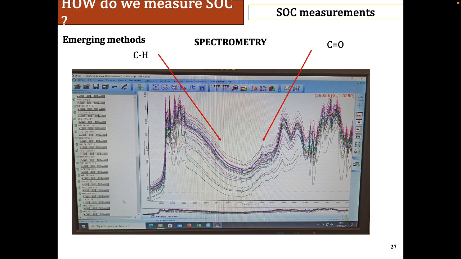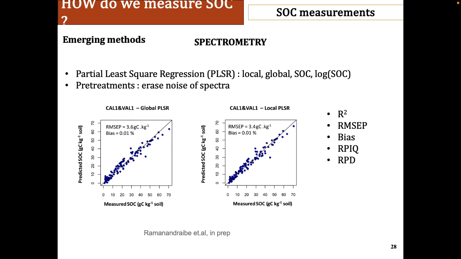After doing that spectral analysis, we have done the modelization. We have done partial least squares regression to do the modelization. We compared different types of methods, local, global, using the logarithm of SOC or just SOC. We have also done preprocessing, which erases noise from spectra, but I will not really talk about that here. Then we have models that I think are very great models in my thesis.